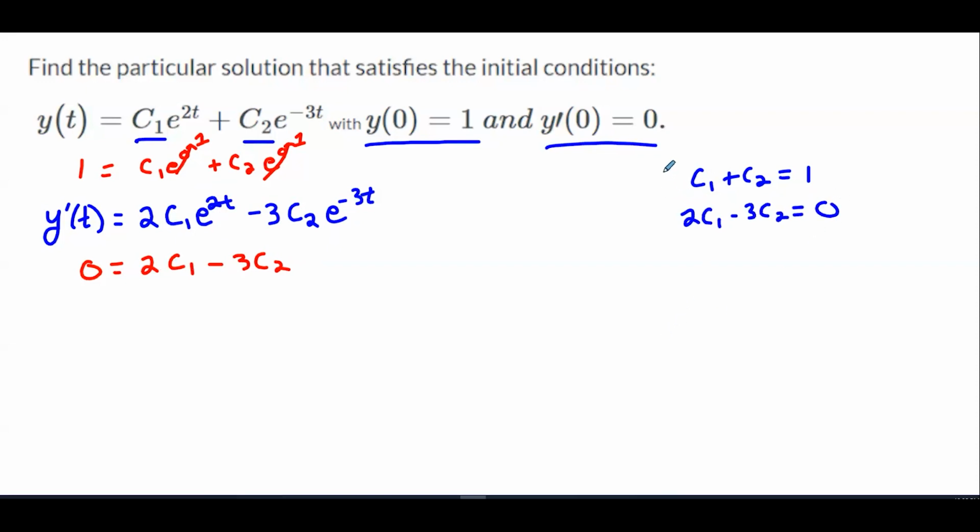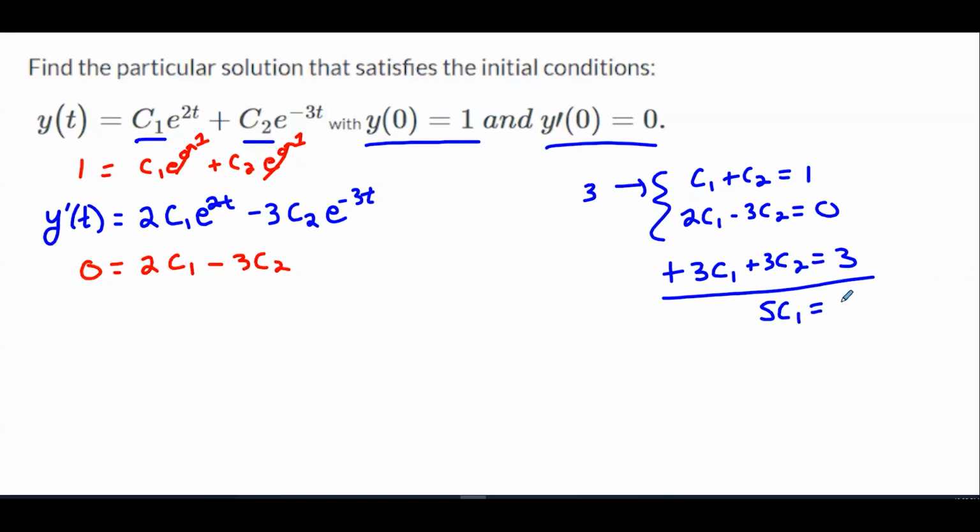So now I just need to solve this system of equations. There's a bunch of different ways to do this. You can use matrices. You could use substitution method. I'm going to use elimination. Let's multiply this equation by 3, and that'll give us 3c1 plus 3c2 equals 3. I'm just going to add these two together. Here I get 0. This gives me 5c1 equals 3. So I get c1 equals 3/5.